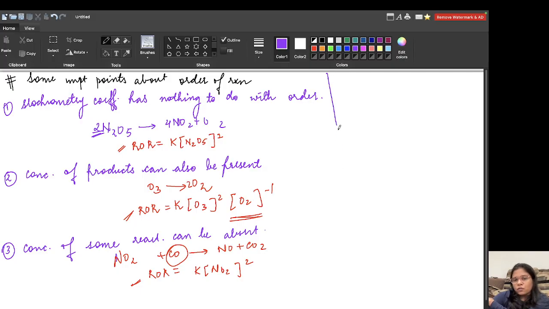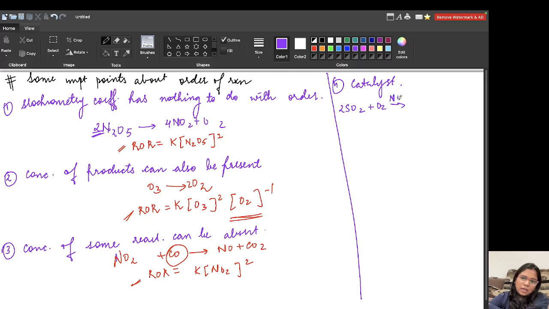Nothing of any formulas. Fourth thing, sometimes there may be a catalyst also present in the rate of reaction. Like the example 2SO2 plus O2, in the presence of NO catalyst, giving me SO3. Sometimes the rate of reaction will be, experimentally, K [O2] [NO] to the power 1. NO is the catalyst, but since a catalyst is present, we cannot predict what the rate of reaction will look like unless it is experimentally mentioned.